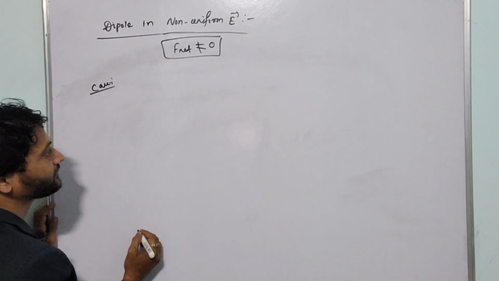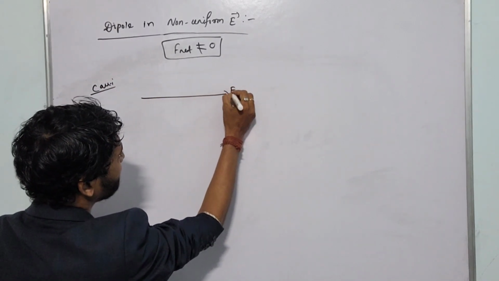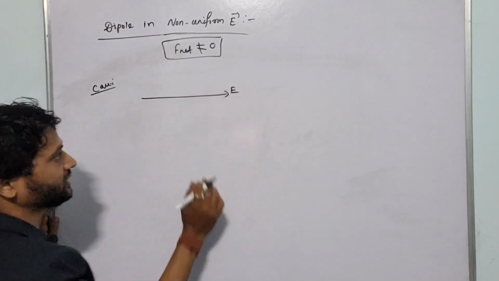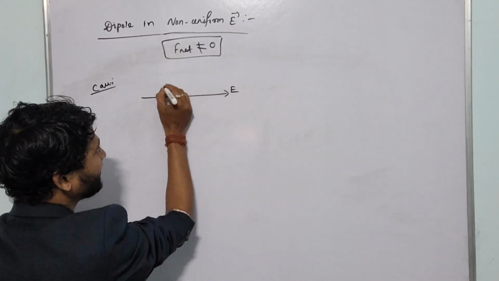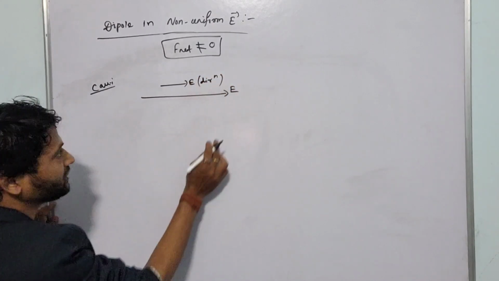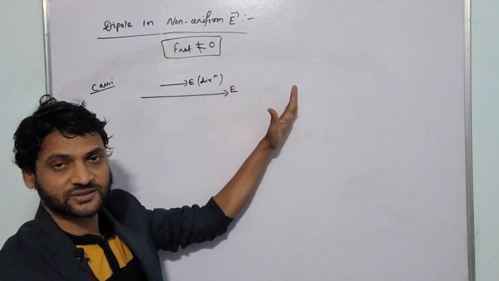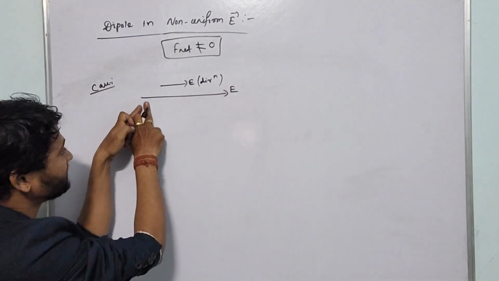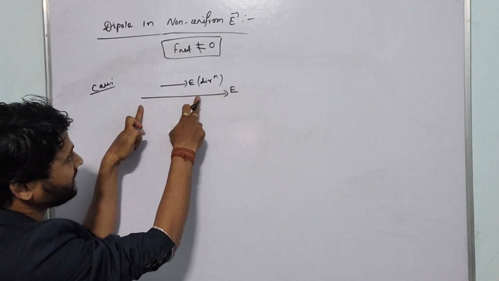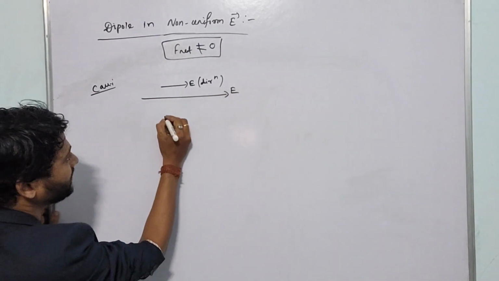Case 1. Let us say we have an electric field, and the strength of the electric field increases from left to right. Understood? And the direction of the electric field is also from left to right. See, there are two things: the direction of the electric field is from left to right and the strength also increases. मतलब यहाँ पे field strength जितना है यहाँ पे ज्यादा है, यहाँ पे और ज्यादा है. ठीक है?